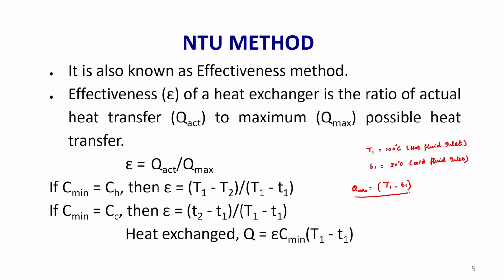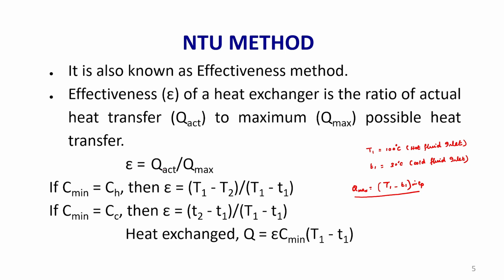Similarly, if you take the cold fluid, small t2, the outlet temperature of the cold fluid minus the inlet temperature of the cold fluid is the actual heat transfer. So, I can heat the cold fluid from 30 to 75. That means the delta T is 75 minus 30, which is 45. The denominator will remain the same. The denominator, the maximum possible heat transfer, is always this one, multiplied by m Cp. So, the ratio of actual heat transfer to the maximum possible extent that heat transfer can take place is called the effectiveness of the heat exchanger.